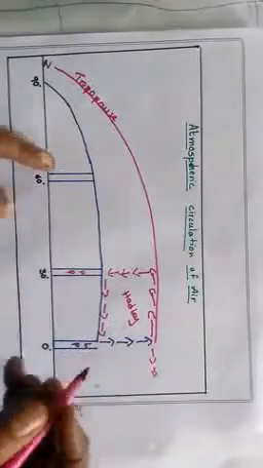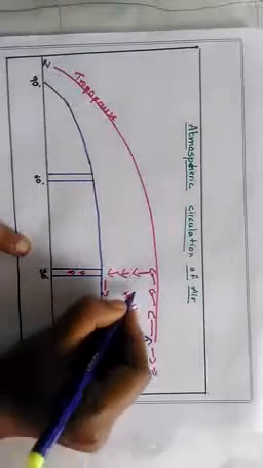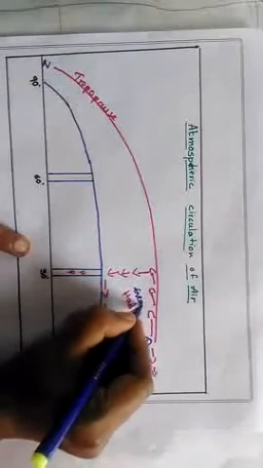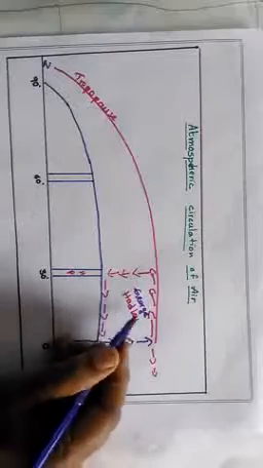This circle is called the Hadley cell. It was first discovered by George Hadley. So this is called a Hadley cell.